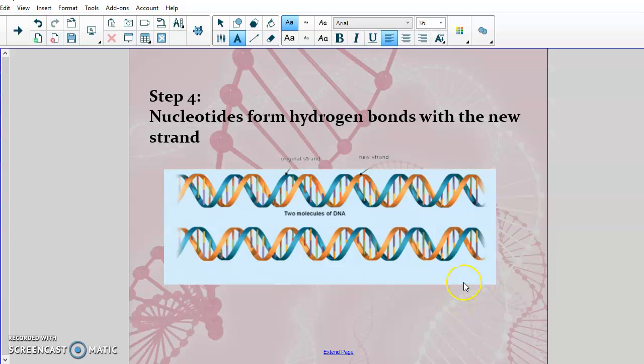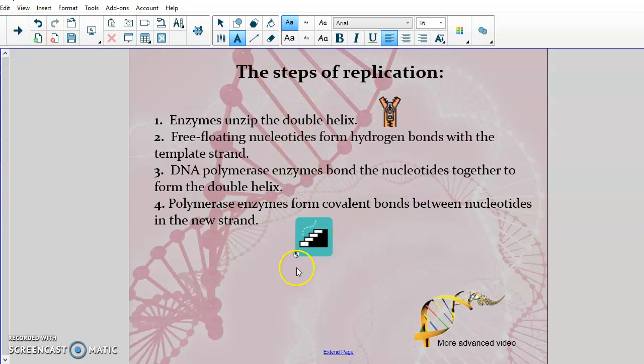We would make more copies by splitting it with the helicase, adding the nucleotides, and the DNA polymerase would bond it together, and now we would have more strands. So here's the steps, right? Enzymes unzip the double helix. Free-floating nucleotides form hydrogen bonds with the template strand by base pairing correctly. The DNA polymerase enzymes bond the nucleotides together to form a double helix, and they form covalent bonds between the nucleotides to form the new strand.